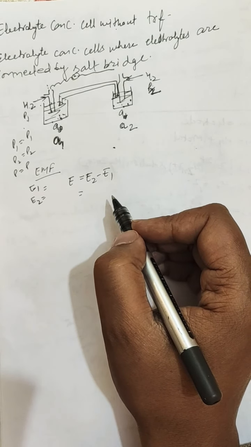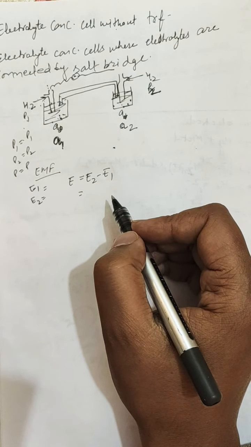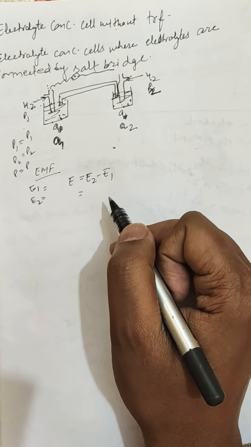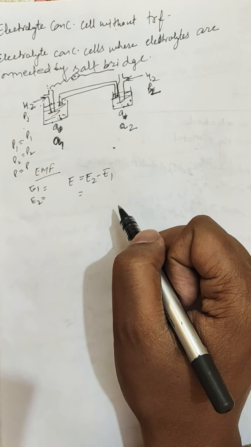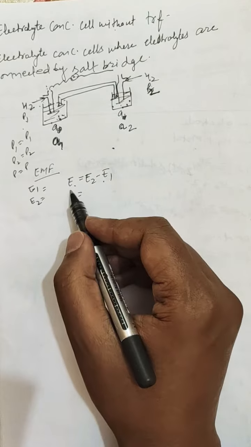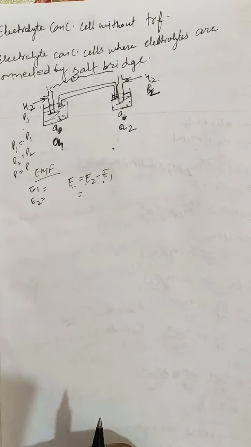If you have understood that reduction takes place at the cathode, then obviously you will write the reduction in place of cathode, or you can write the oxidation in place of anode. After that you will calculate the EMF of the cell by the earlier method, that is E is equal to E2 minus E1. So this is the basic method to calculate the EMF of the cell for the electrolyte concentration cell.